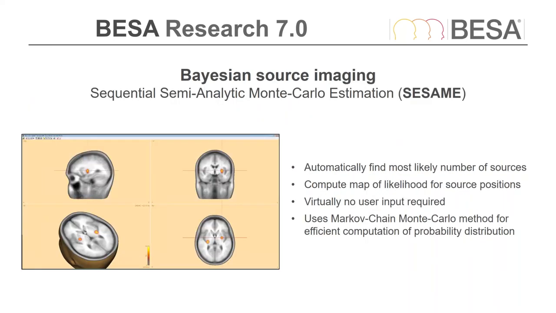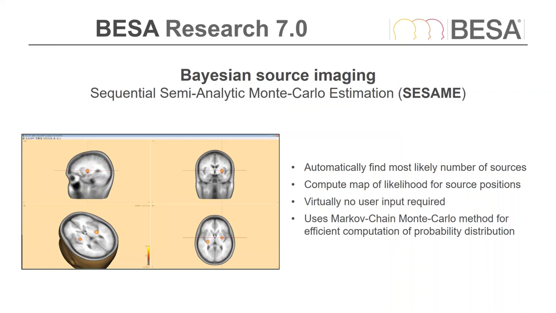Then another exciting new development is the Bayesian source imaging, namely the sequential semi-analytic Monte Carlo estimation, or in short, SESAME. This is a real one-button localization method that automatically finds the most likely number of sources and computes the map of likelihood for the source positions. The sampling of the posterior probability distribution uses Markov chain Monte Carlo methods for an efficient computation of this distribution.